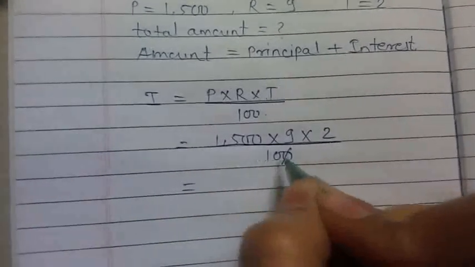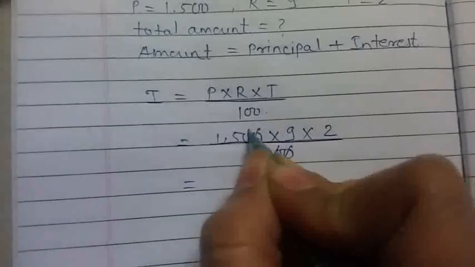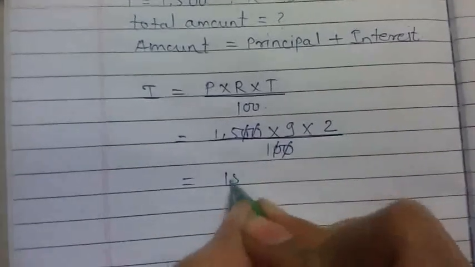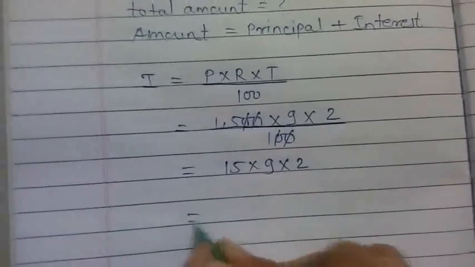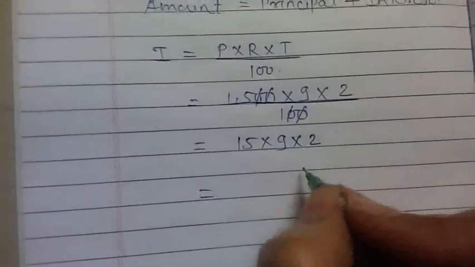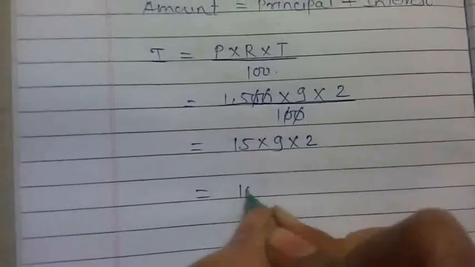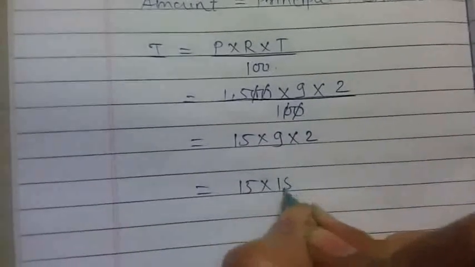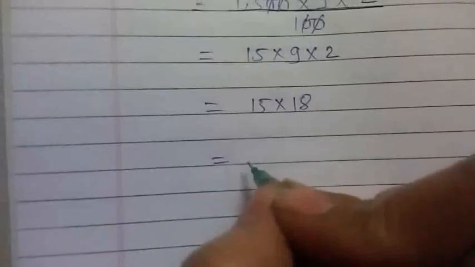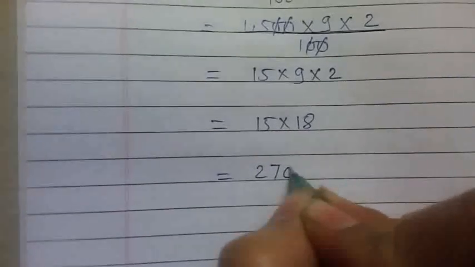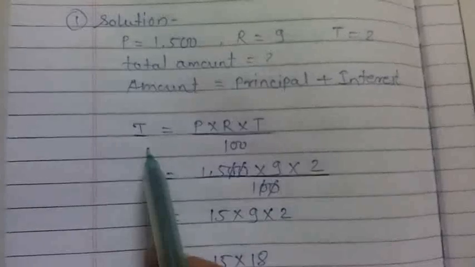Now see, these two zeros and these two zeros will get cancelled. Now what is remaining? 15 multiplied by 9 multiplied by 2. 9 2s are 18, means 15 multiplied by 18. Now 15 multiplied by 18, multiplication is 270. Now here we will get the value of I.